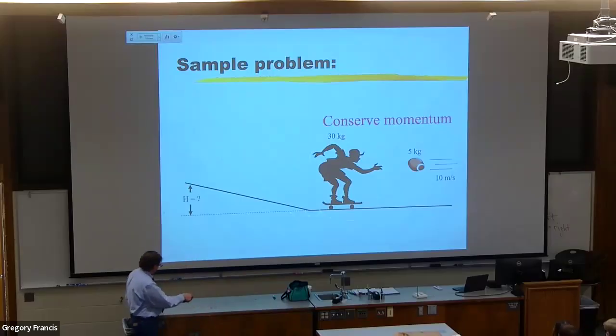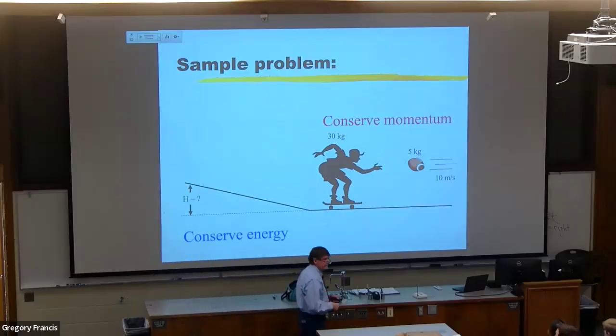And then if I were to ask, how high does he go up this ramp before he stops and turns around and comes back down? Well, that's going to be an energy conservation if those wheels are really, really good. And so this problem, I would have to break up into two parts, one during the collision to find out how fast he's going at the bottom of the hill. And then second, I conserve energy to find out how high he goes up the hill. Does that make sense? It's not just always cut and dry energy or momentum. Sometimes you have to break it up into parts.